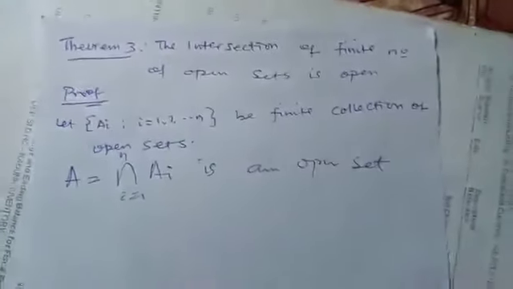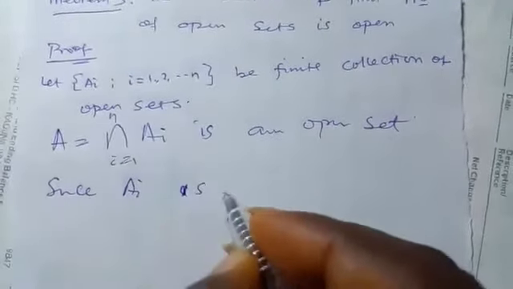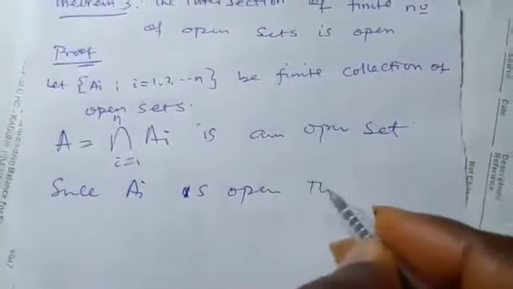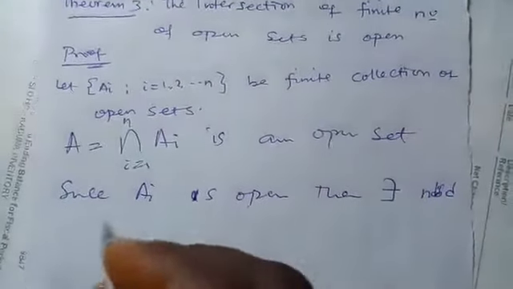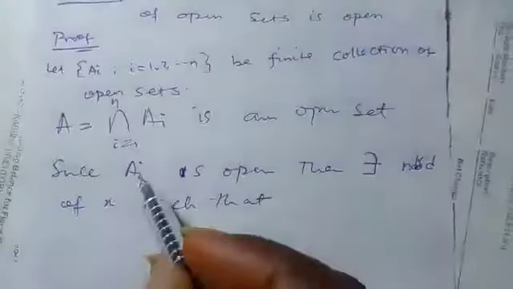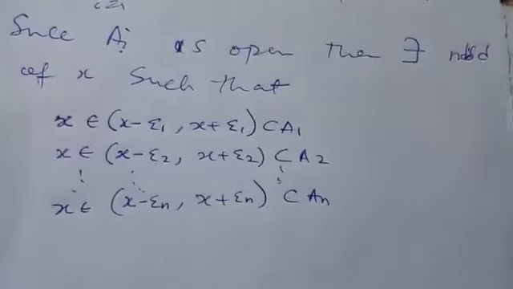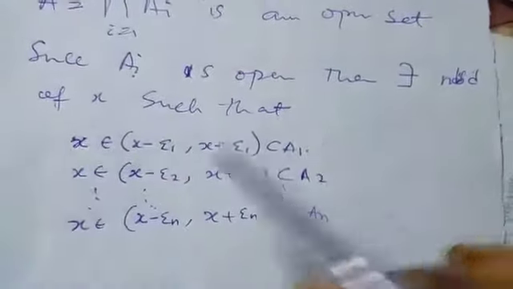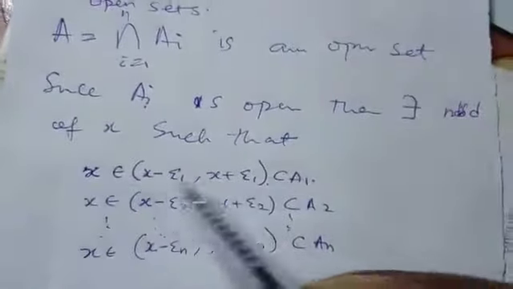So the proof is related to the proof we gave under the neighborhood. So we can now say that since A_i is open, then there exists some neighborhood of x such that, what will happen? We have more than one A here. So we are going to have the following. Such that inside this A_i, x will belong to this open interval. This is the neighborhood that we have been talking about.